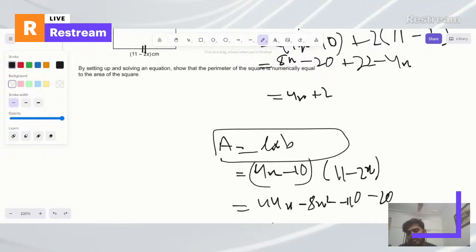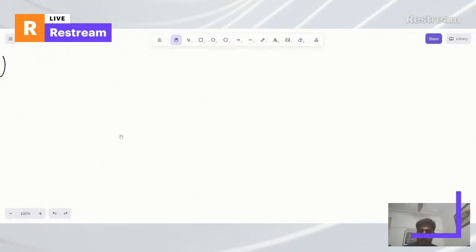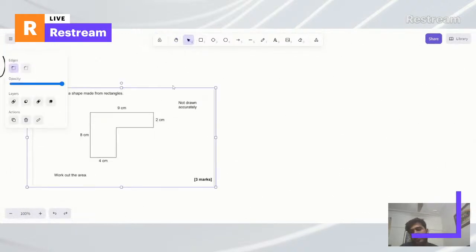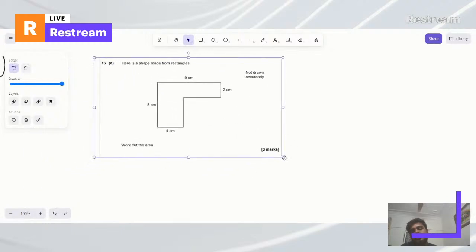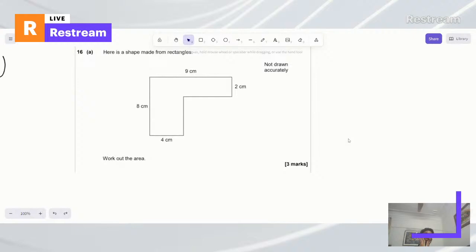So now let's move on to another question, right? Let's do this part of the question first. So yeah, let's do this part. So it's similar to what we've done already, right? So can any one of you just quickly calculate the area and let me know what the area would be?